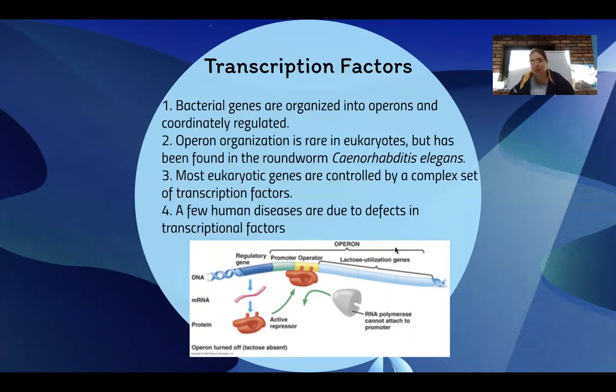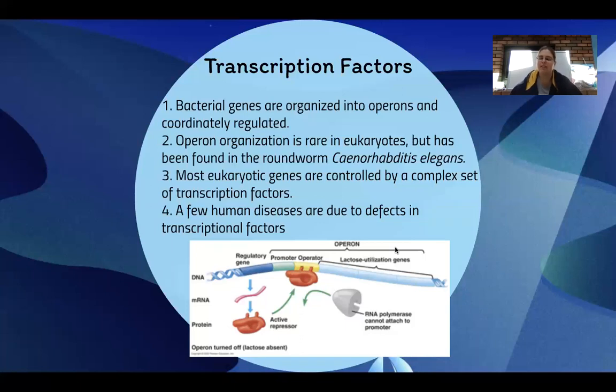However, it has been found in a certain species of roundworm. Bear with me as I try and say this. Caenorhabditis elegans. I probably said that wrong. I'm sorry. So with the exception of C. elegans, typically eukaryotic genomes don't have operon organization.